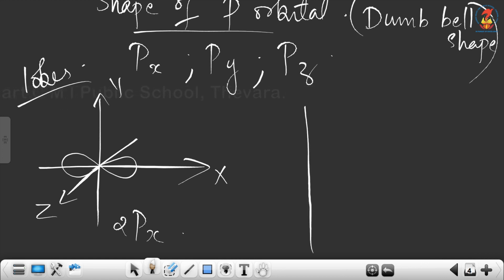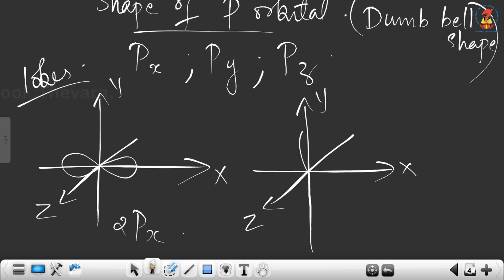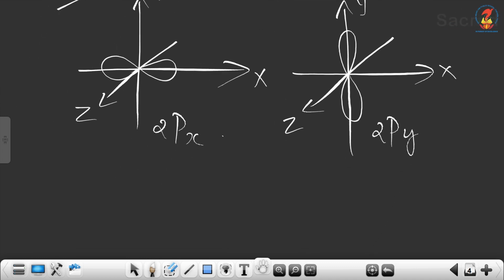Now 2py, x, y, z. 2py will be along y-axis. So this is the shape of 2py. Now next let us draw the shape of 2pz.